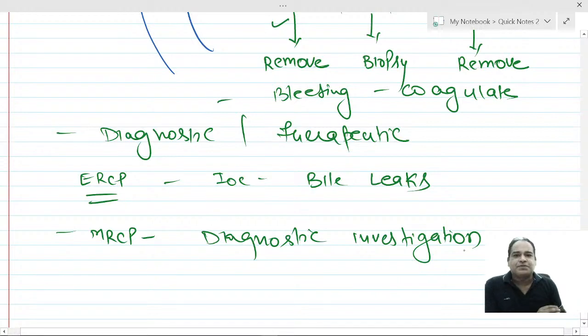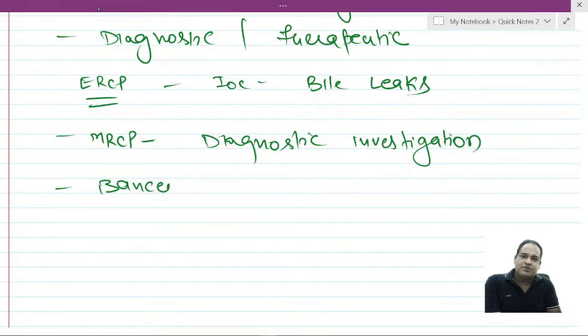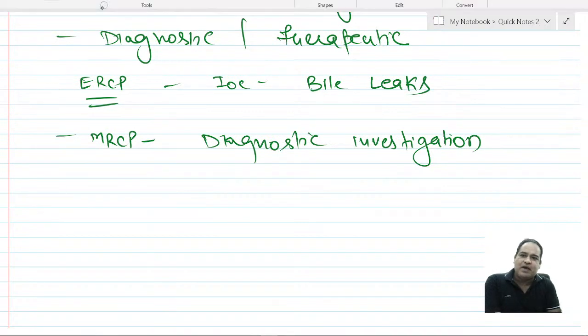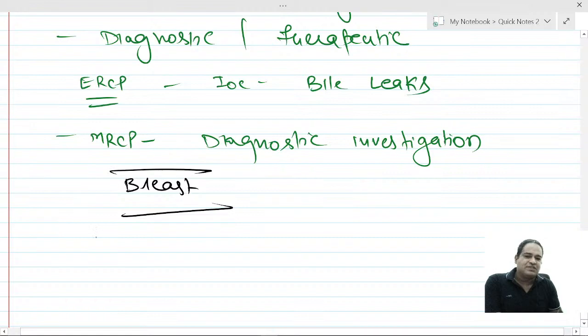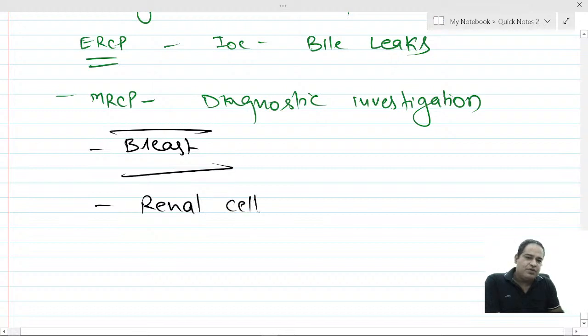In my humble opinion, you must know the breast cancer staging by heart. Then, if you can remember, renal cell cancer. Otherwise, I mean, in my humble opinion, these two are sufficient.